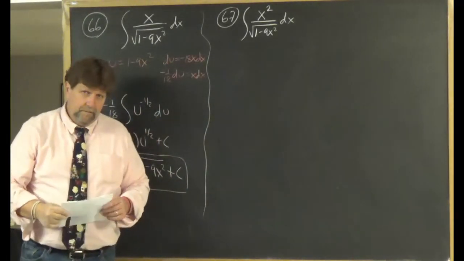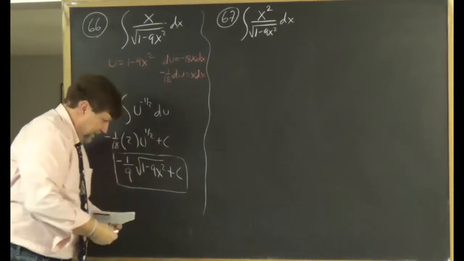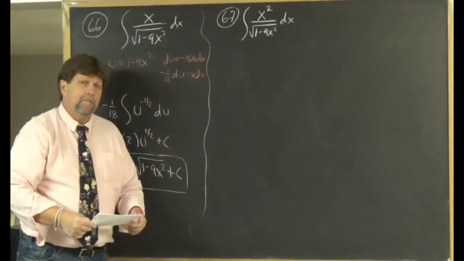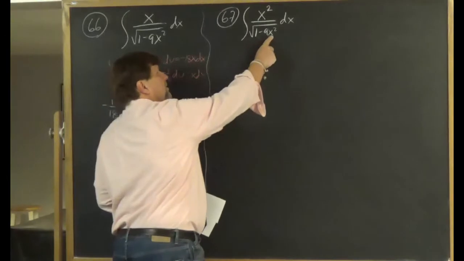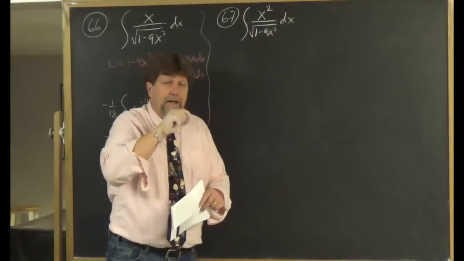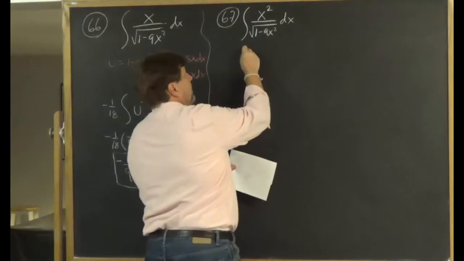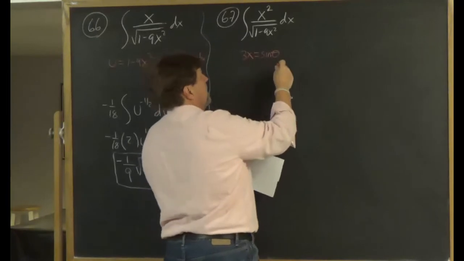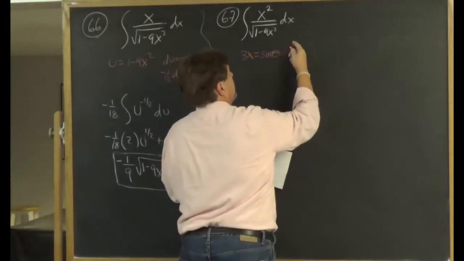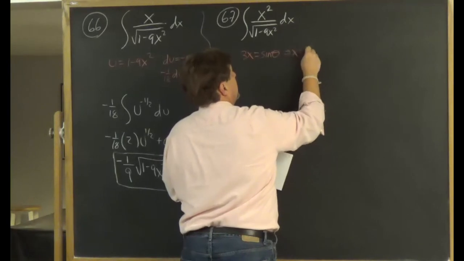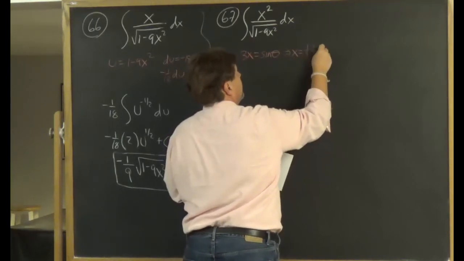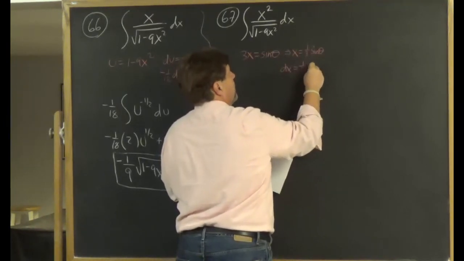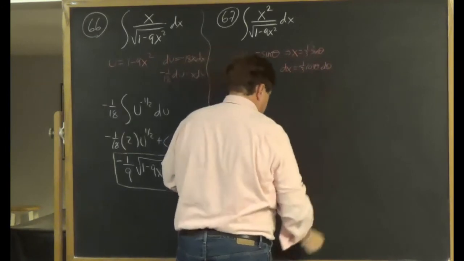In 67, hopefully we recognize that this is a pretty classic, straightforward trig sub. I see 9x squared, I see that as being the quantity 3x squared. So I would let 3x equal sine theta. And keep in mind, if 3x is sine theta, that means x is 1/3 sine theta. dx is 1/3 cosine theta d theta.